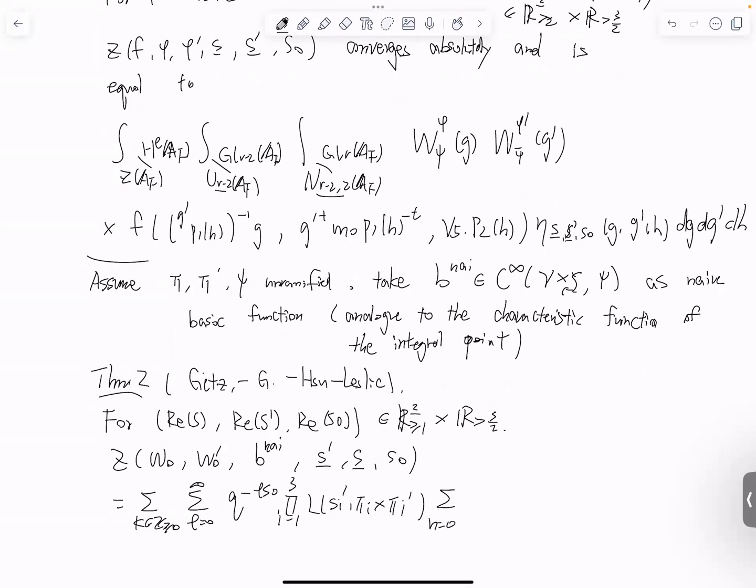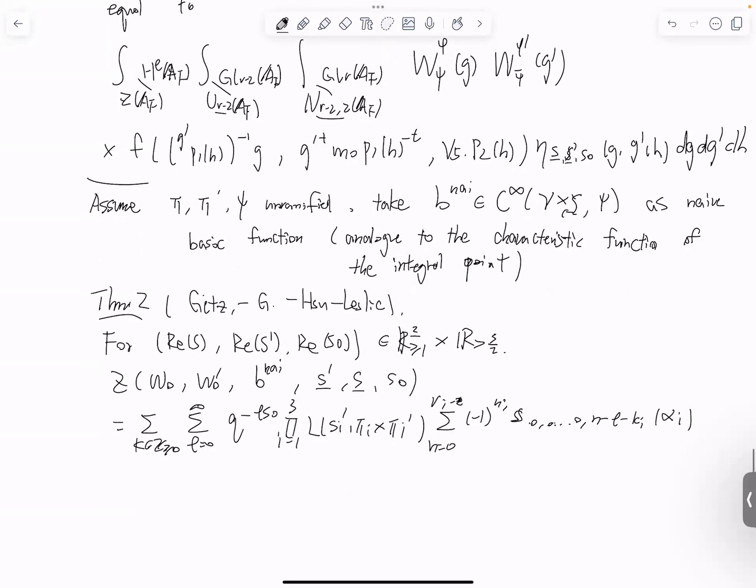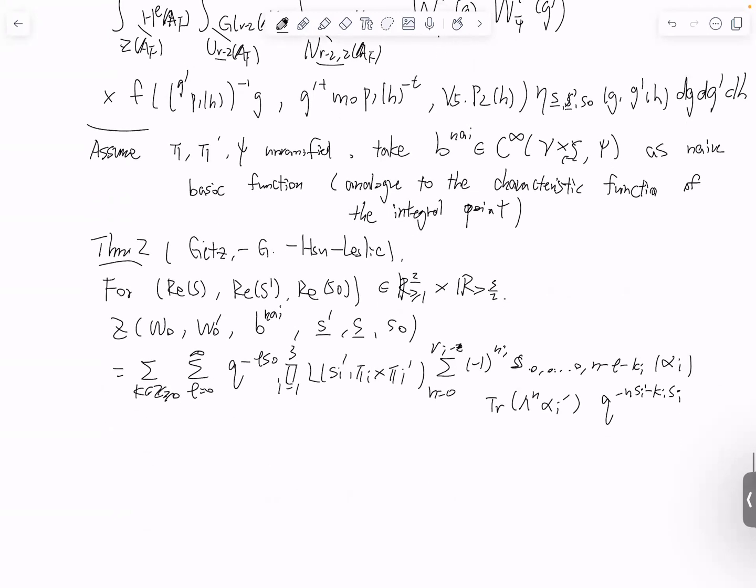and the sum of minus 1 to the n, a polynomial, and 0, 0, and n minus l minus k_i, alpha_i, where alpha_i are the Satake parameters of the pi_i's, and alpha_i prime, which are Satake parameters of the pi primes. q minus n s_i prime minus k_i s_i. So using this, you can already see the triple product L-function you want, which is a corollary of this.